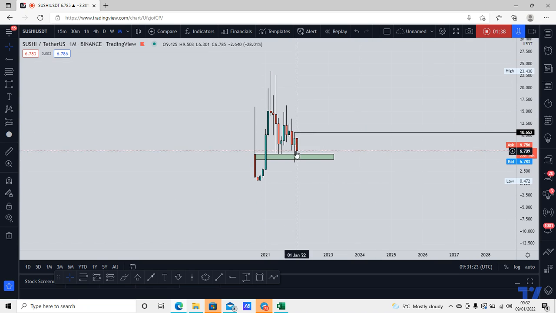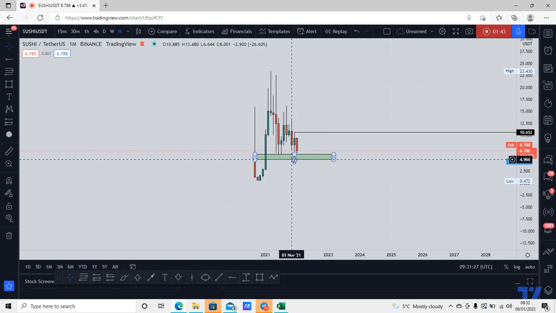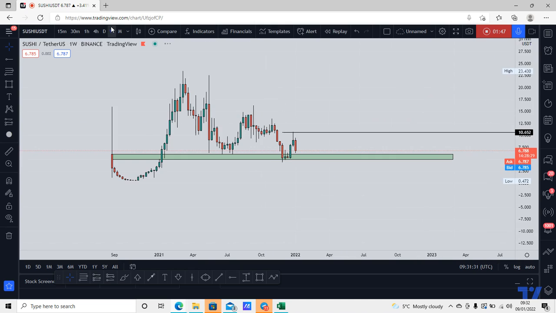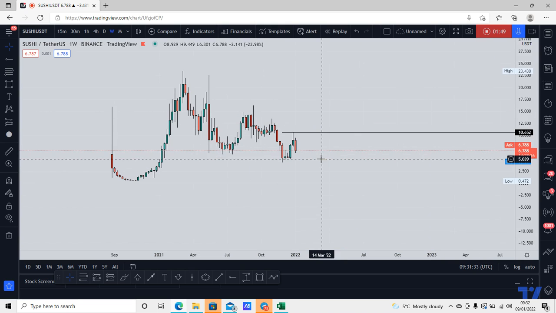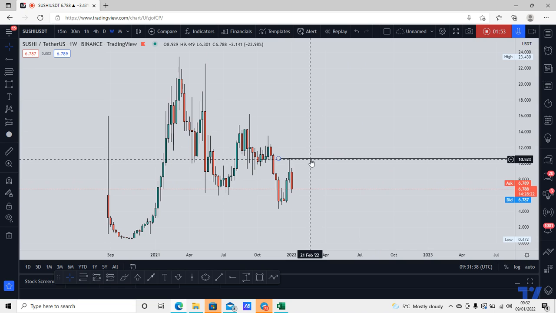We are also testing this monthly demand, and I expect the same reaction as what we had all across this zone, and the market to make a rejection at this zone. If we drop down to the weekly time frame and see what we can see from a weekly perspective. So we have the wick that we've identified here.